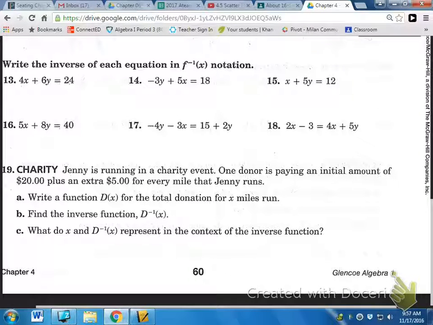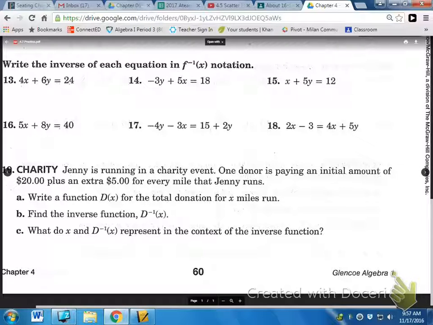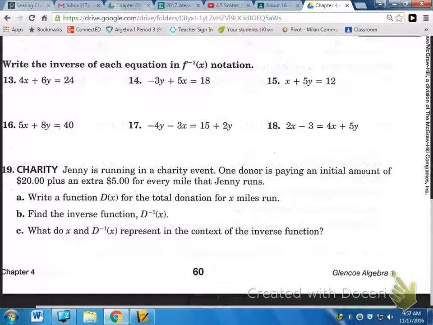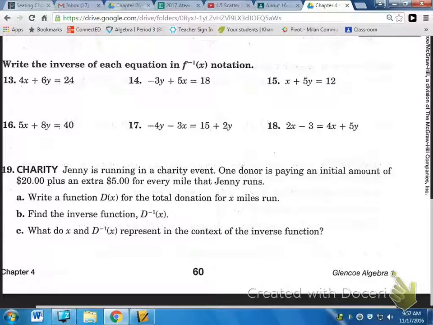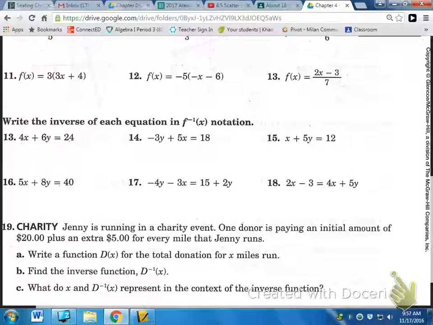19, it's a good practice that you have to write an equation and function notation from this information. Do the inverse, and then they just want you to describe what those things mean in the inverse and what would make sense. So that would be a good one for you to work on there.